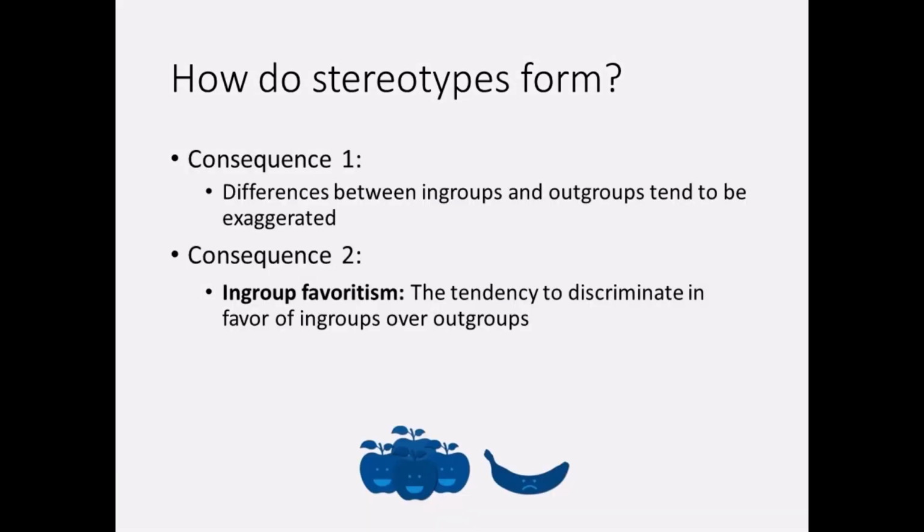One of the consequences of social categorization is that we overestimate the differences between in-groups and out-groups. We don't recognize all the ways in which the groups are similar, and instead focus on the differences. Another consequence is that we tend to favor our in-groups, called in-group favoritism. We prefer our own groups over the groups to which we do not belong.